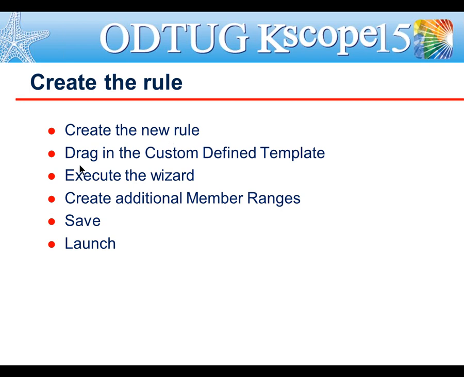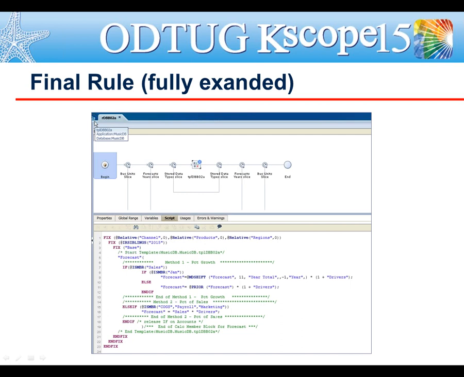So we'll create the new rule. So this is the rule designer now. We'll create the new rule. They'll drag in the custom defined template. They'll go through the wizard execution. They may create additional member ranges, which are additional fixes. Save it and launch the rule.